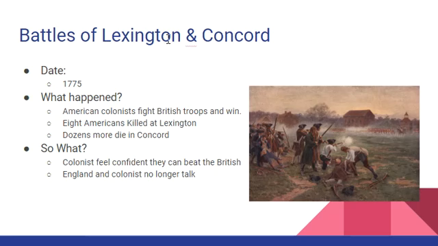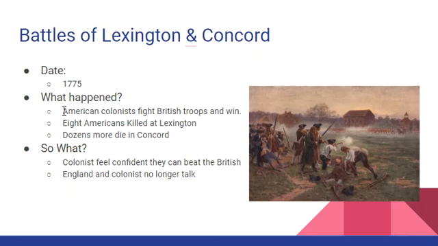Next is the battles of Lexington and Concord. These are actually two different battles on the same day. What happened is the British troops went to Lexington to destroy some weapons, and when they got there, the colonists started shooting. They killed a bunch of British soldiers, but then the British left Lexington and went to Concord to destroy some weapons as well. But there they met even more colonists, and the colonists killed a bunch of the British soldiers and actually won this battle.